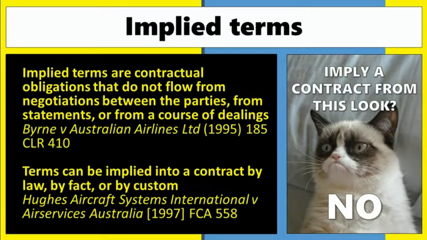The next area we're going to look at is implied terms. Now, these are terms in a contract, but they're not things that have flowed from the negotiations of the parties. These still are legitimate obligations that have full contractual binding force, but they have been incorporated into the contract in a different way. They're not express terms, they're implied. And this can happen either by fact, by law, or through some sort of trade custom.